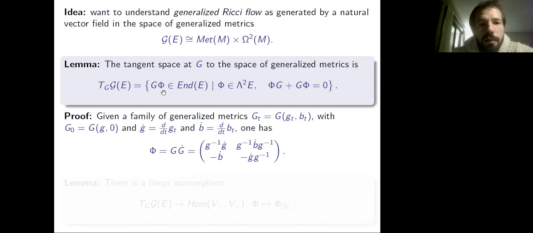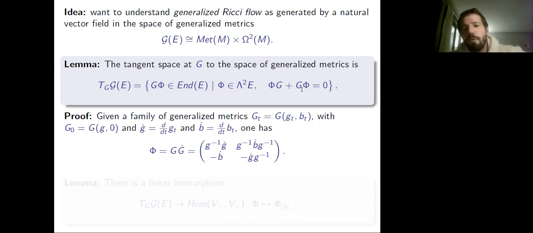So the tangent is going to be given by endomorphisms G phi. And now I'm going to describe the conditions in terms of this phi. Phi has to be in lambda 2, so it means that it is in the Lie algebra of the group of orthogonal transformations of the Courant algebroid, and it anti-commutes with the endomorphism which describes the generalized metric.